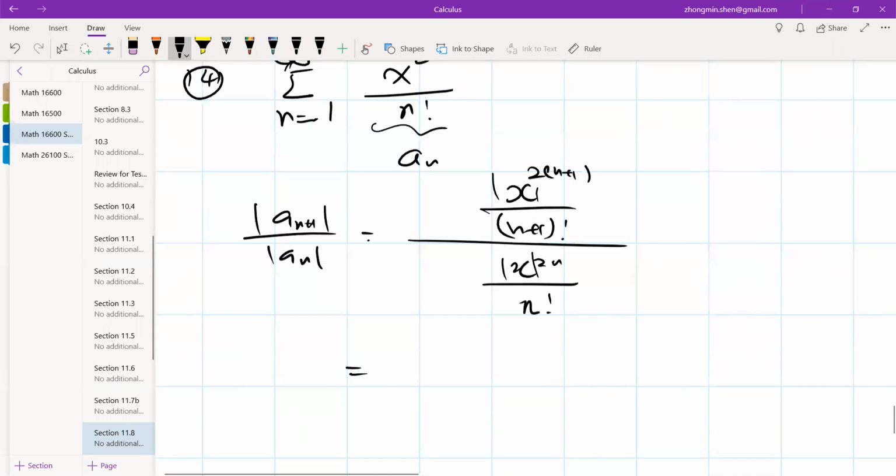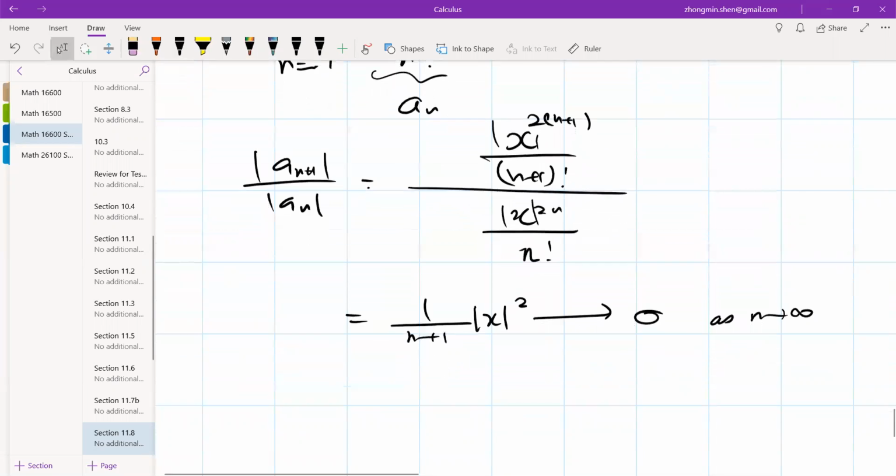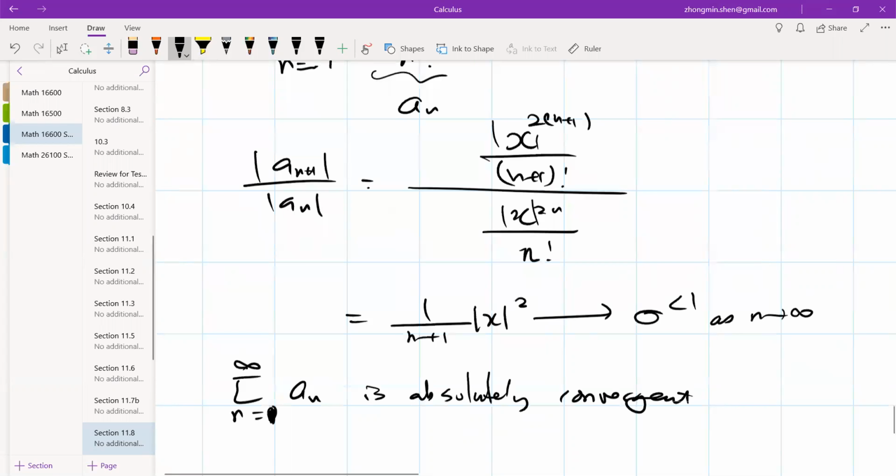Simplifying, you will get x squared. So clearly it's going to be 0 as n approaches infinity. But this is always less than 1, right? So what does that mean? This is always less than 1. So it doesn't matter which x you choose. This is always absolutely convergent for any x.